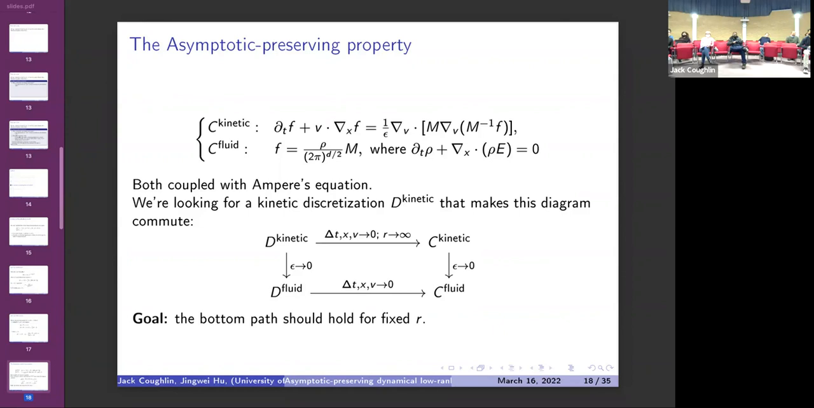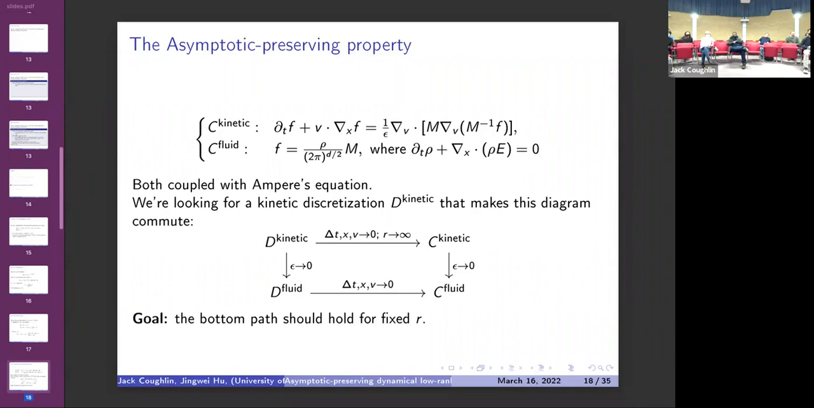So what we look for is this kinetic discretization, D kinetic, which is a consistent discretization of C kinetic. So here we might have to send R to infinity. If the solutions of this get too complicated, we might need a really high rank to capture those. On the other hand, as we send epsilon to 0, this D kinetic should converge to a consistent discretization of D fluid. And the idea is that this bottom path needs to hold without sending R to infinity.